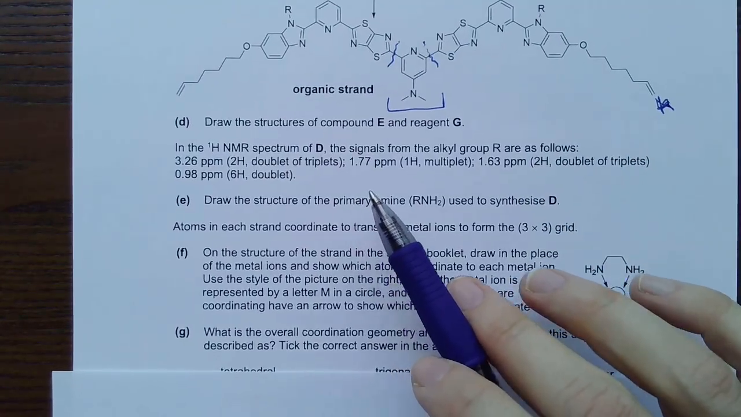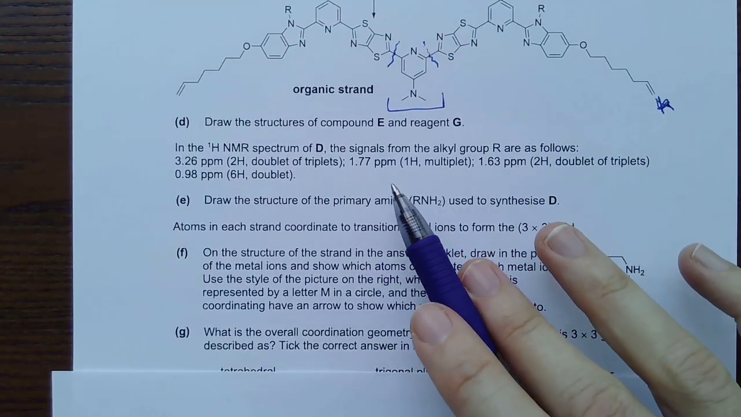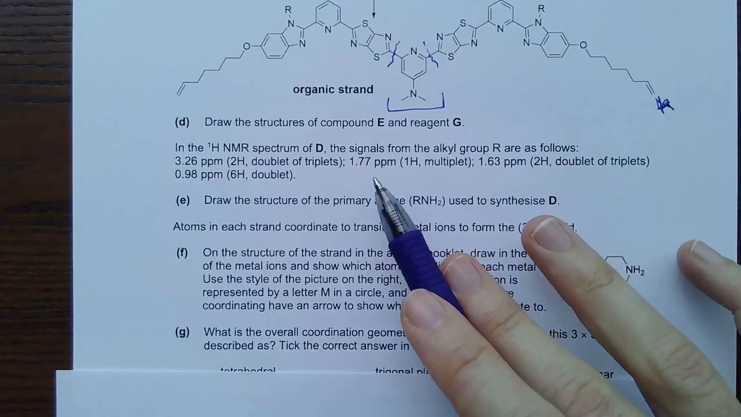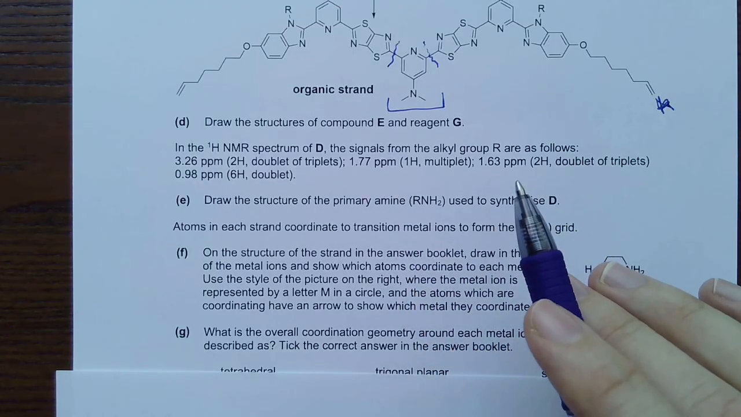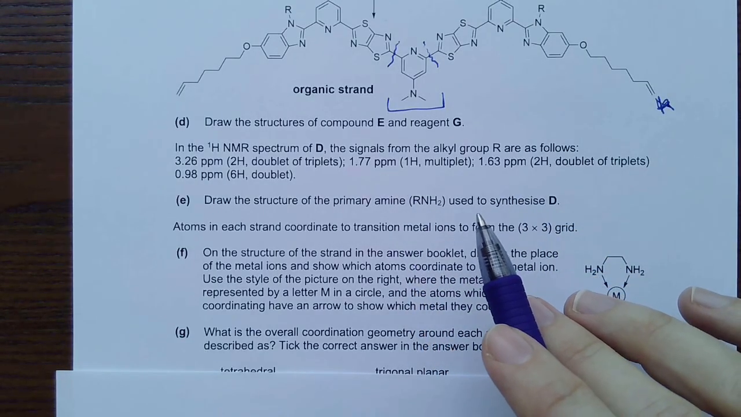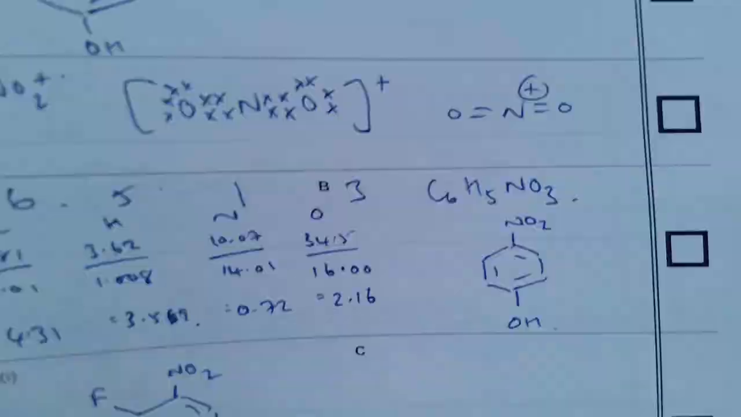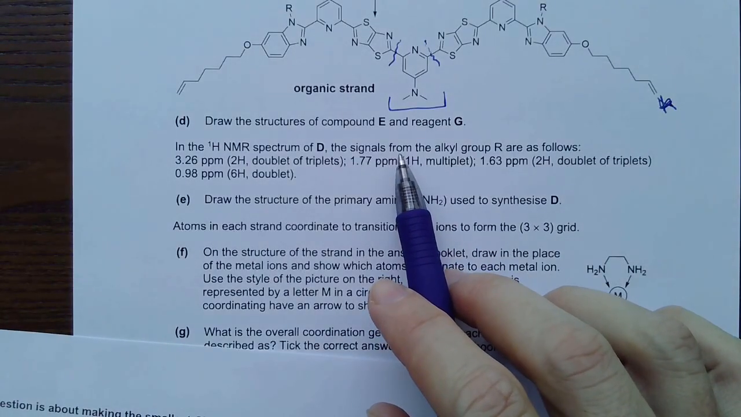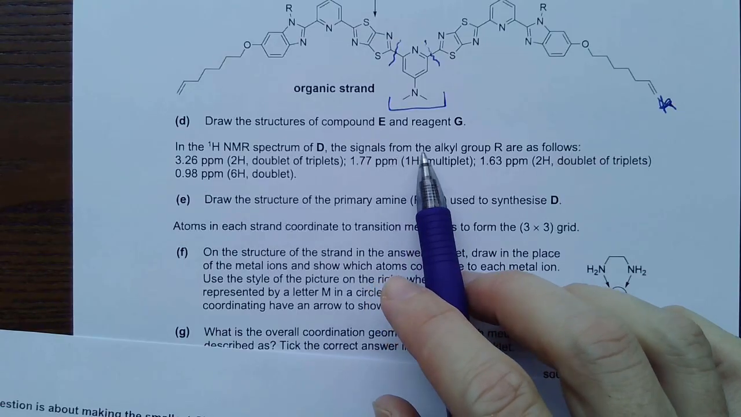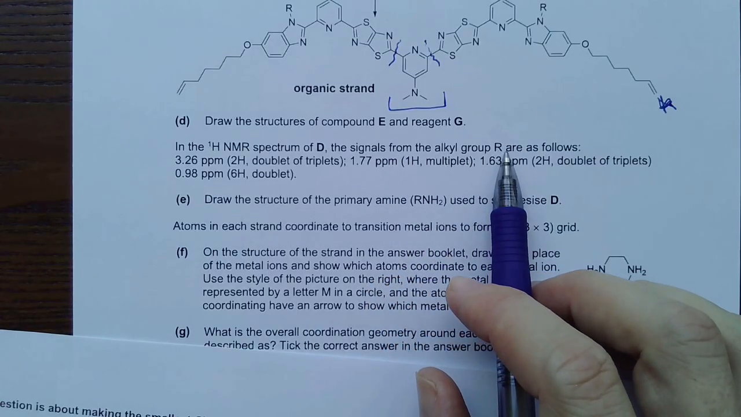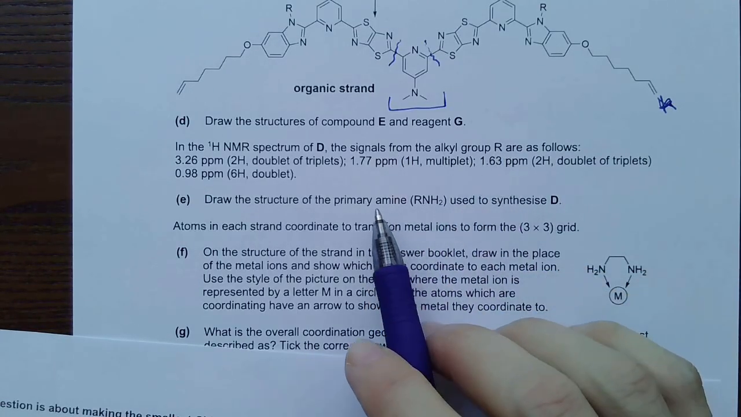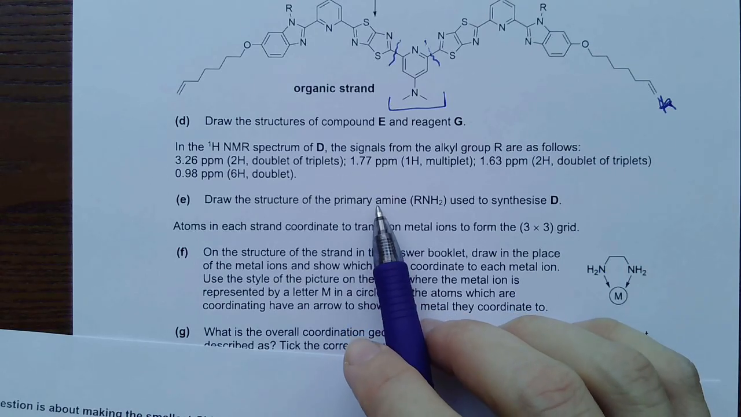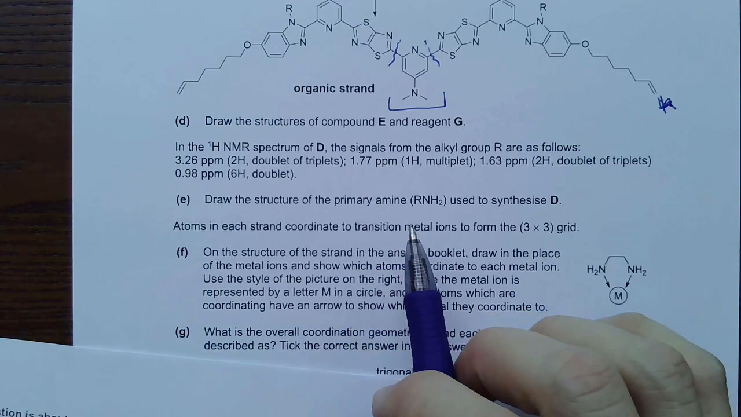Then we're given some NMR data. Fantastic. I love a little bit of NMR. In the spectrum of D. Now D, you'll remember, the signal D is this here, this thing, and it says the signals from the alkyl group R are as follows, and then it wants us to draw the primary amine that is used to synthesize D.